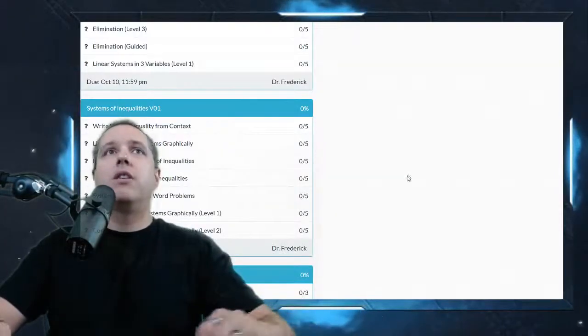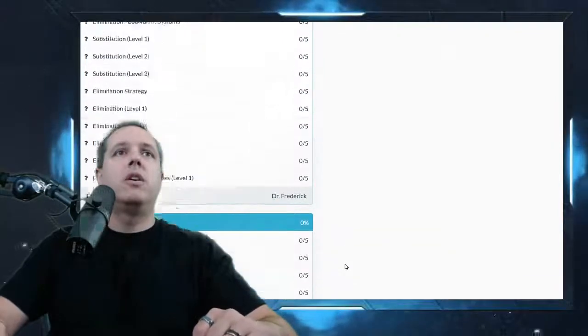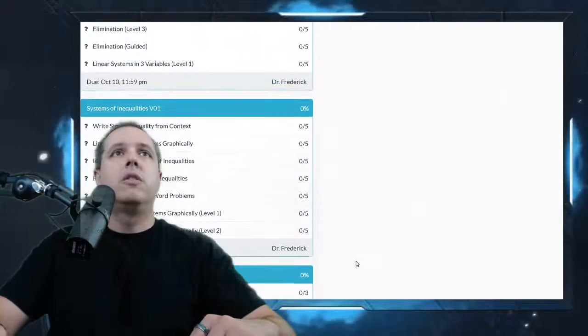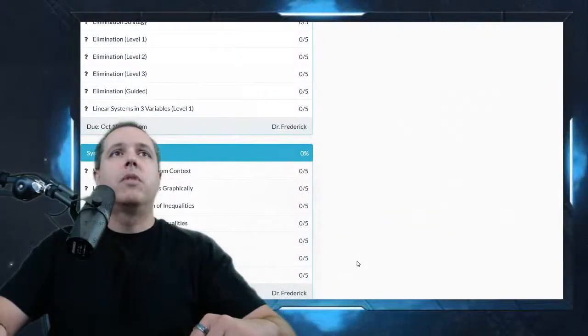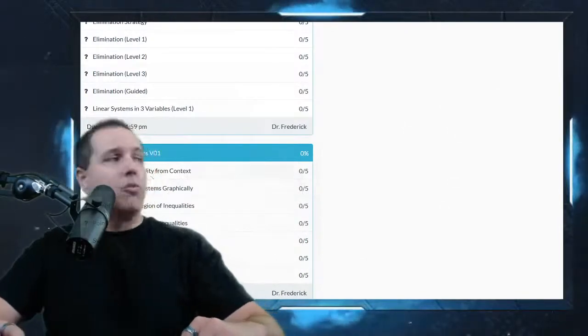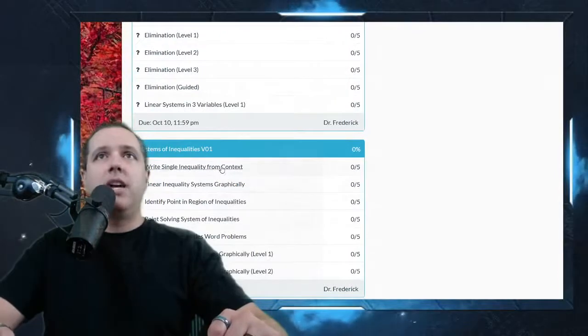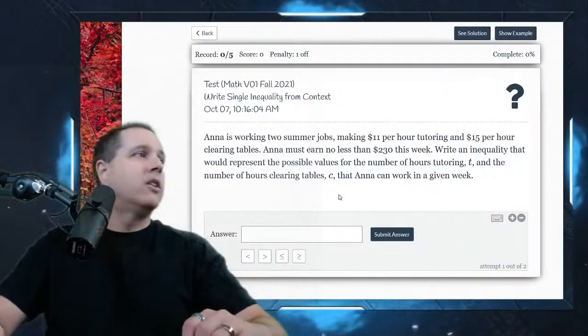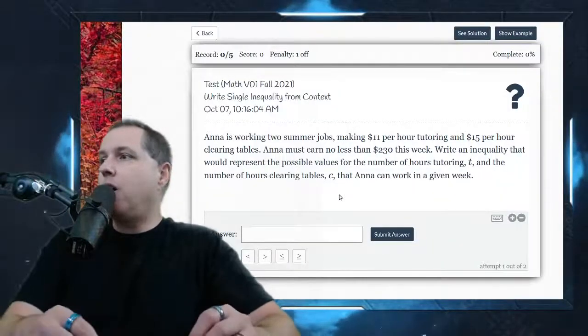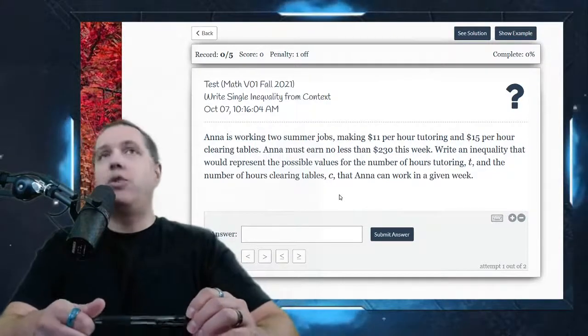So let's take a look at a homework problem. Here we're going to write a single inequality from context. So let's take a look. Now you have to take a word problem and interpret it in the way we just did.